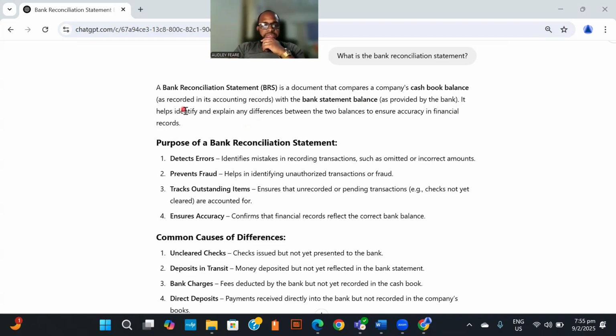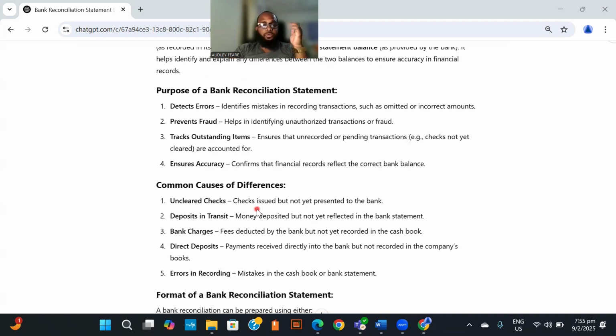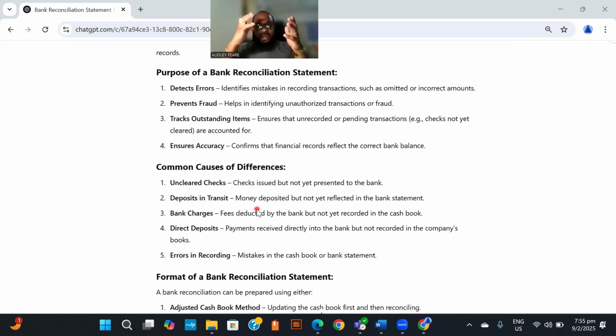Bank recon helps to identify and explain differences between the two balances to ensure accuracy in the financial records. So the purpose is to detect errors, prevent fraud, track outstanding items, and ensure accuracy. And what could cause the bank statement that we get from the bank and our cash book with the bank column to be different? There could be uncleared checks, deposits in transit, bank charges, direct deposits, and errors in recording.